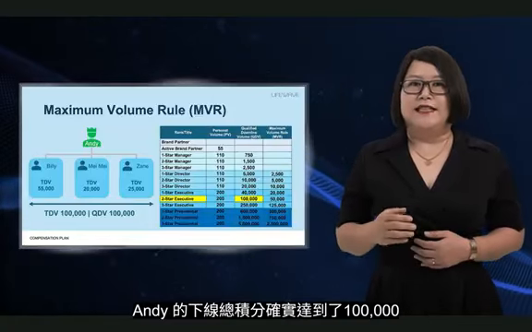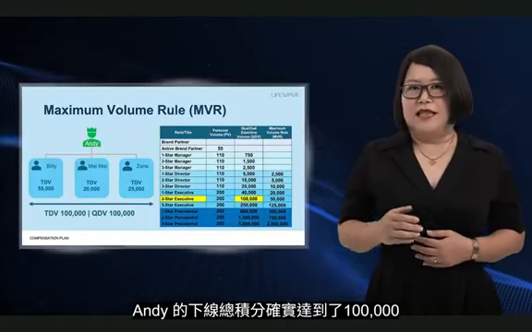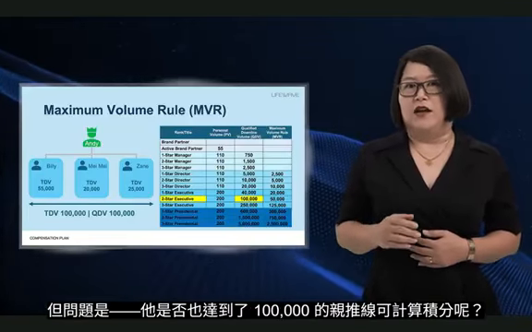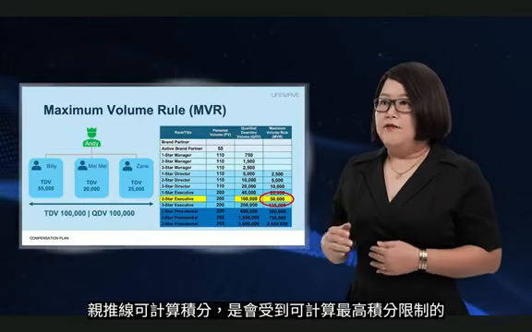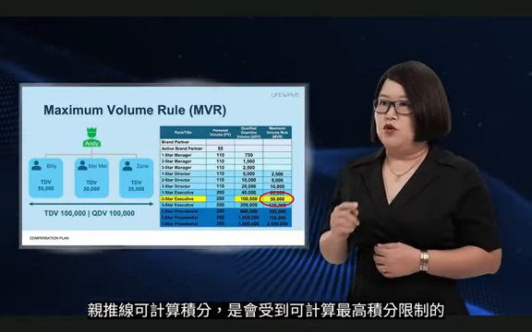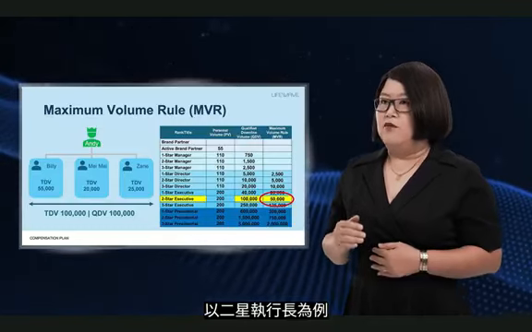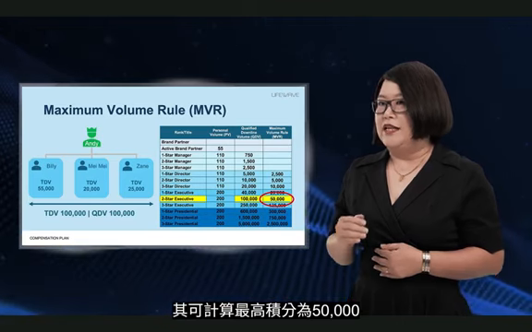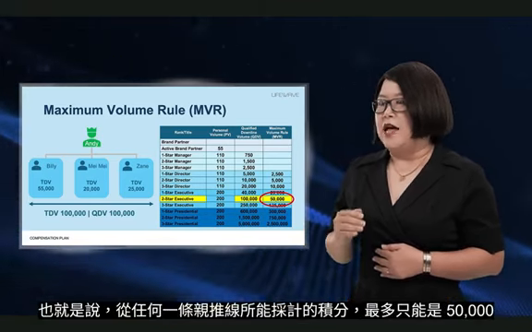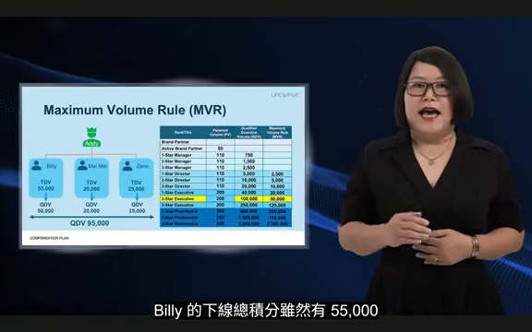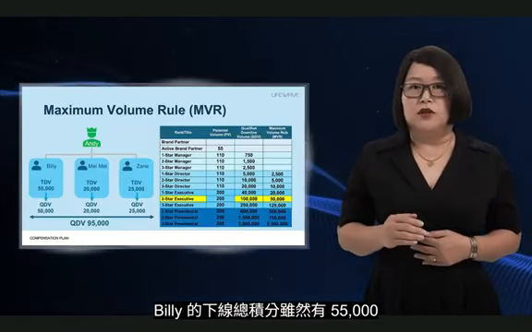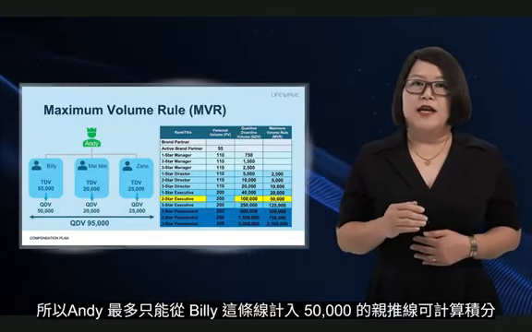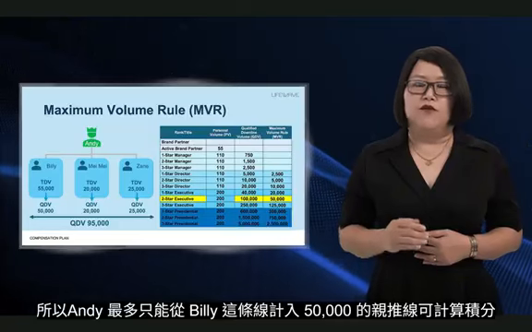Looking at the illustration, you can see that Andy does have 100,000 total downline volume, but does he have 100,000 qualifying downline volume? Let's recap. Qualifying downline volume takes into account the max volume rule. So let's look at the MVR for a 2-star executive. It is 50,000. So this means that no more than 50,000 can be taken from any single enrollment leg. In Andy's case, he has Billy, who has 55,000 total downline volume, and because of the max volume rule of 50,000, Andy is only allowed 50,000 QDV from Billy.